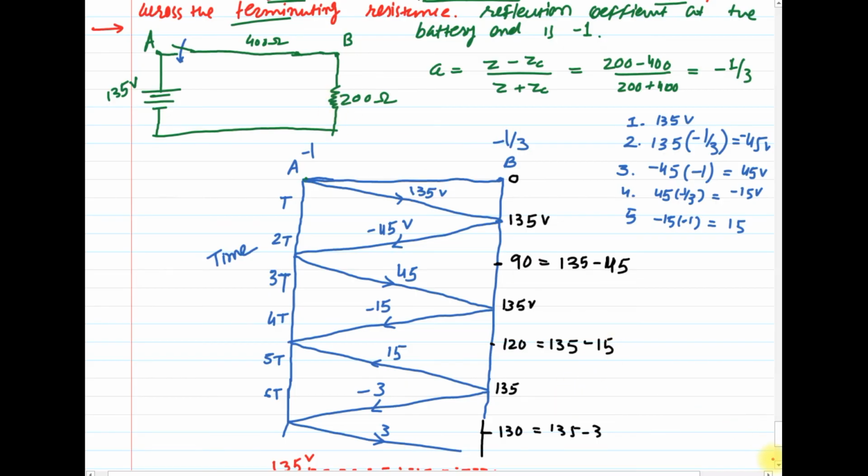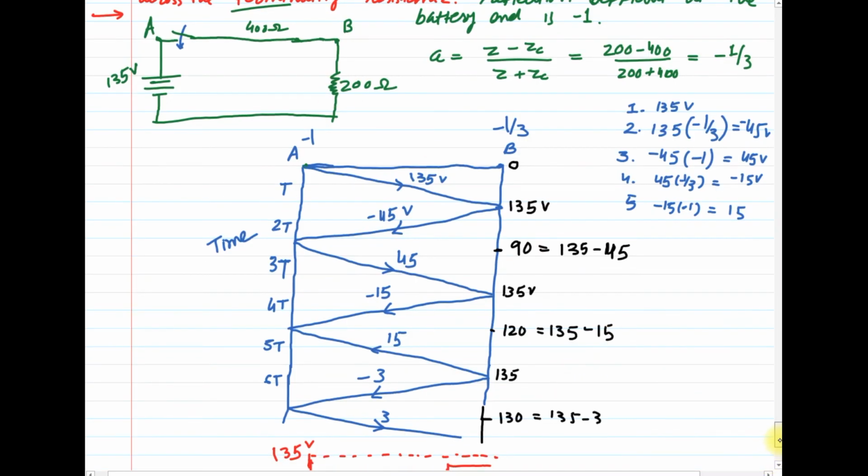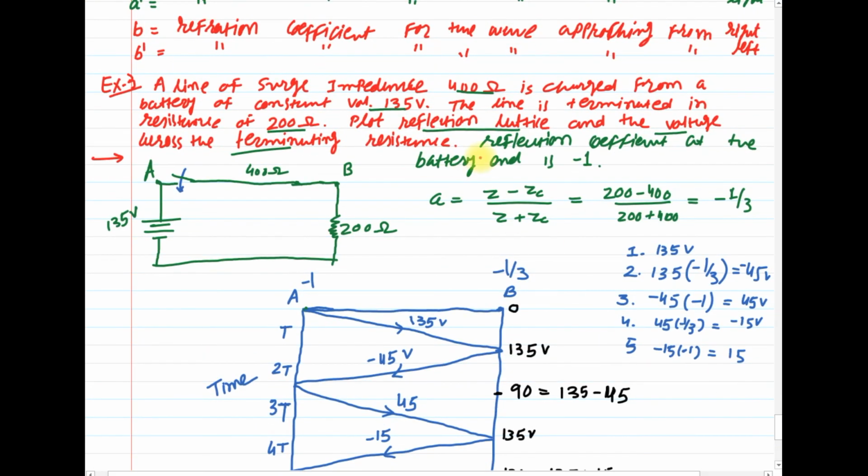I hope you are clear with this example. Here we have only considered the reflection coefficient, or only the effect of the reflected wave on this transmission line between these two ends, that means the battery end and the end of the transmission line, or I can say the load end. Clear?